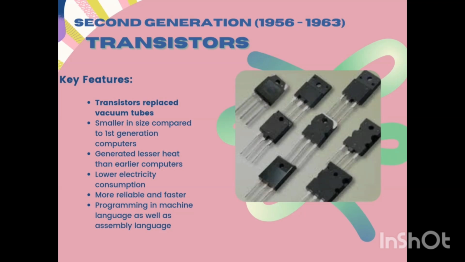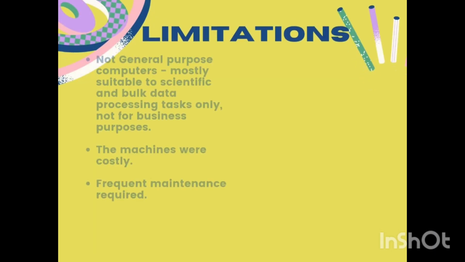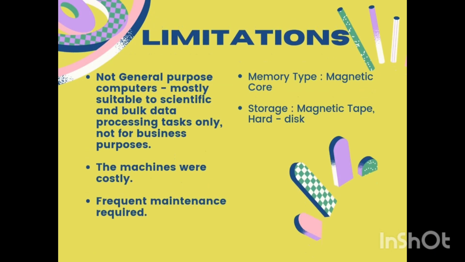Now, what are the limitations of second generation computers? Number one, they are not general purpose computers, most suitable for scientific and bulk data processing tasks only, not for business purposes. Number two, the machines were very costly. Number three, frequent maintenance was required in second generation computers.